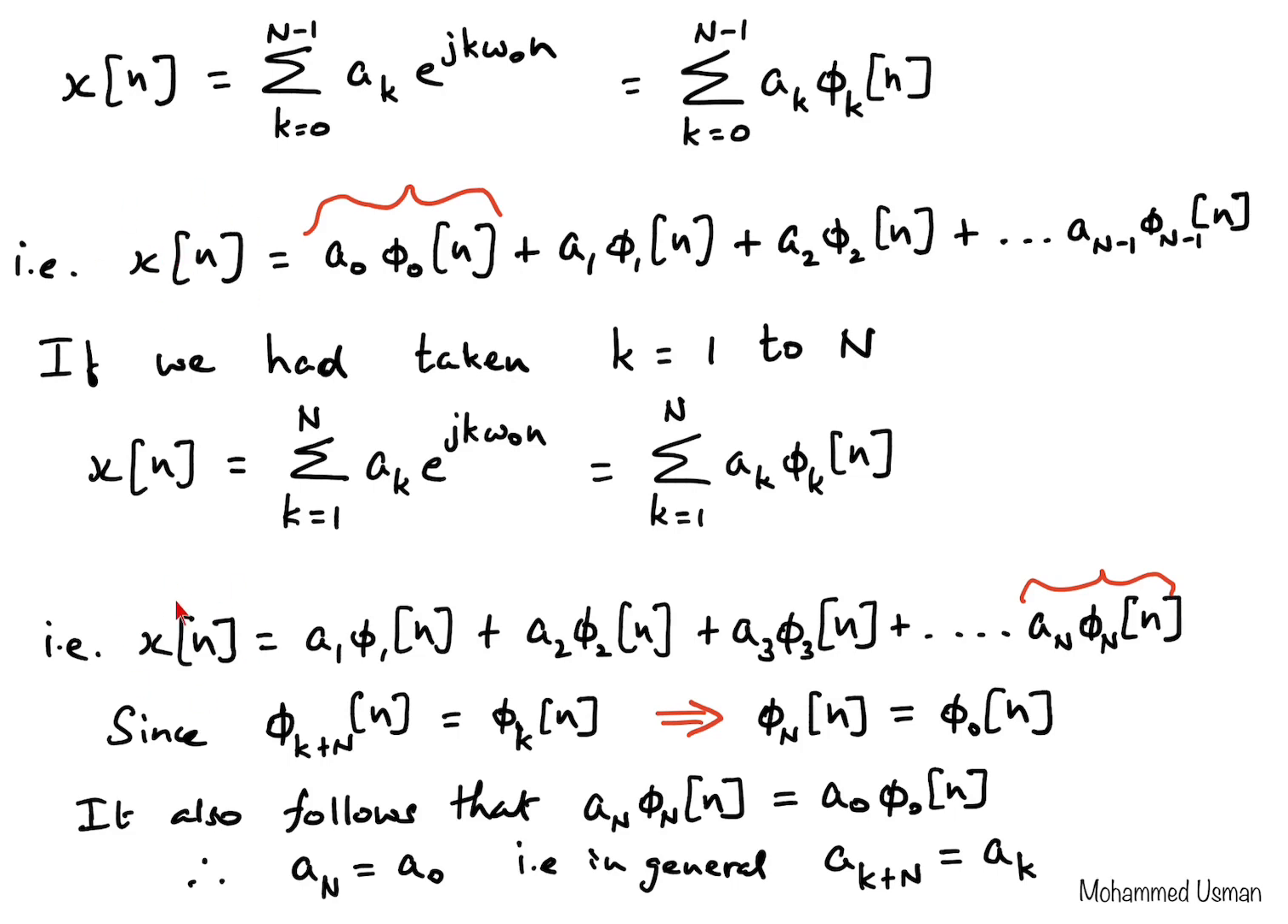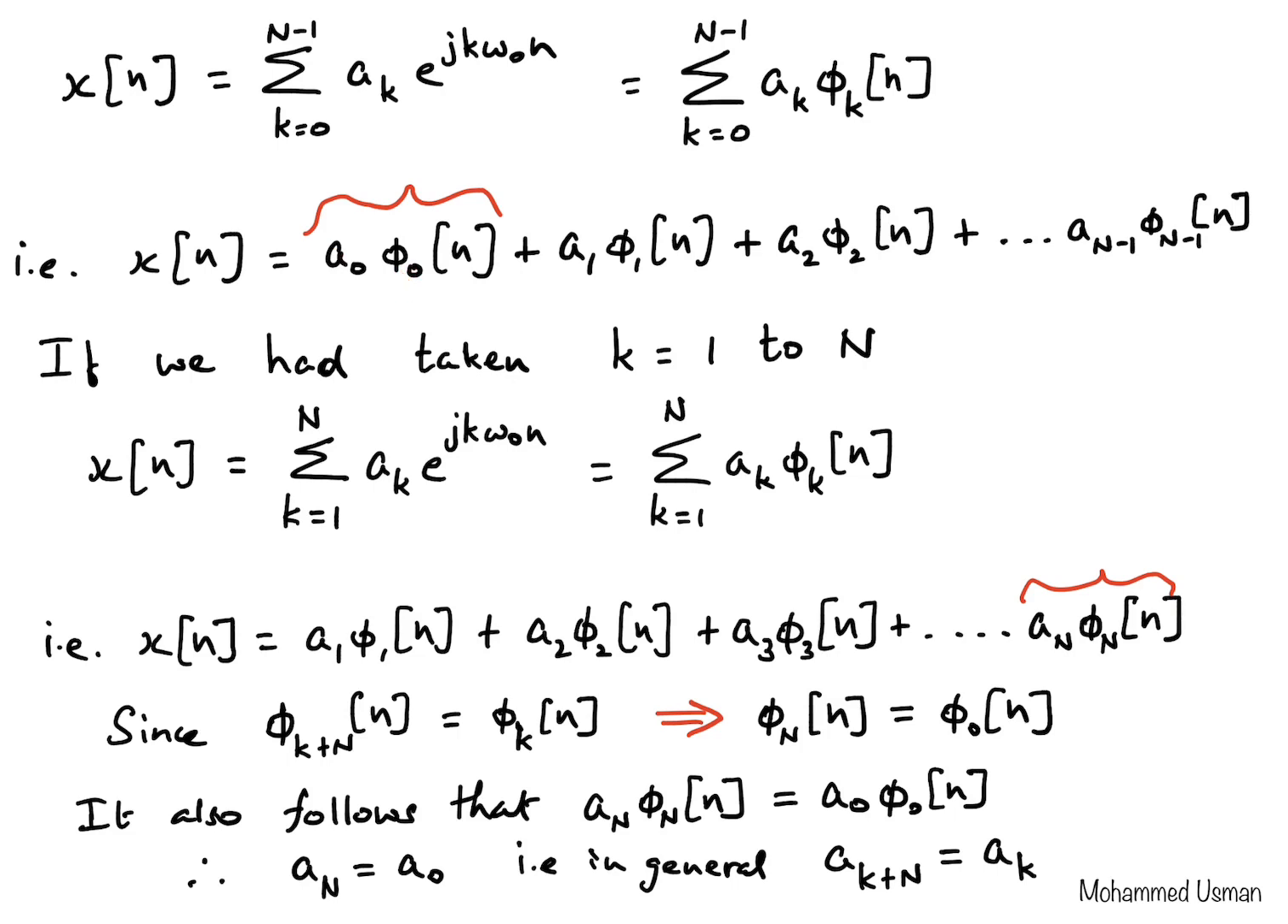This is also x of n, this is also x of n. All the other terms are the same here. We have a1 phi 1, a2 phi 2 up to a n minus 1 phi n minus 1. The only term that is different is here we have a0 phi 0 of n, and here we have an phi n of n. And if these expressions are representing the same x of n, then automatically it follows that an phi n of n is the same as a0 phi 0 of n.